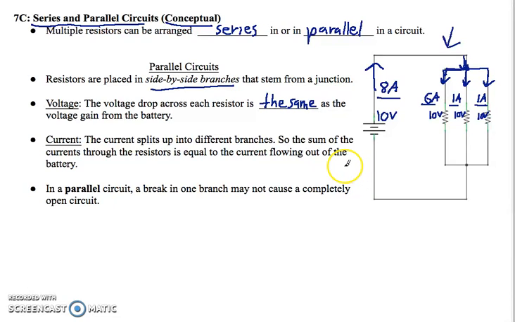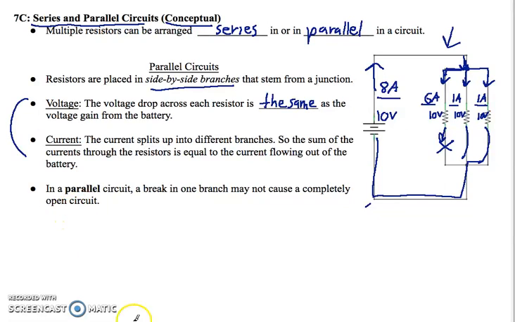And then the last thing to keep in mind in a parallel circuit is that a break in one branch may not completely cause an open circuit. Meaning, if someone were to come along and cut this wire right here, no current could flow through this part, but current could still get through the other two branches and flow to the other terminal of the battery. So if a parallel circuit breaks, it's not going to completely fail. If there are other branches, the electric charges have a complete path. Okay, that's the voltage and how current behaves in a parallel circuit.